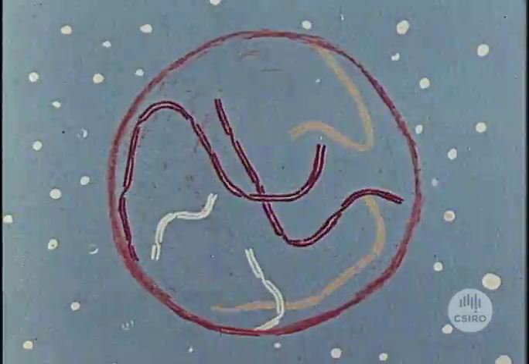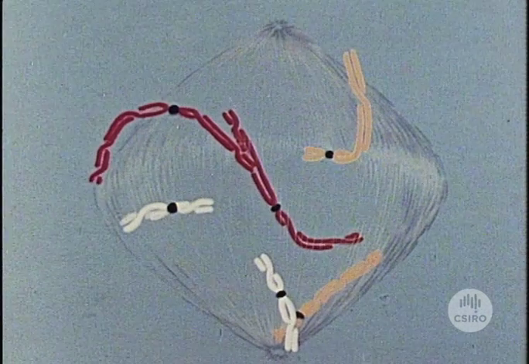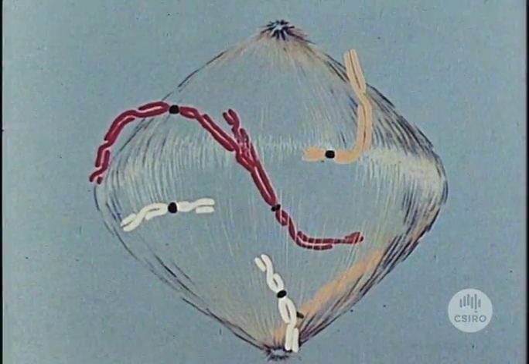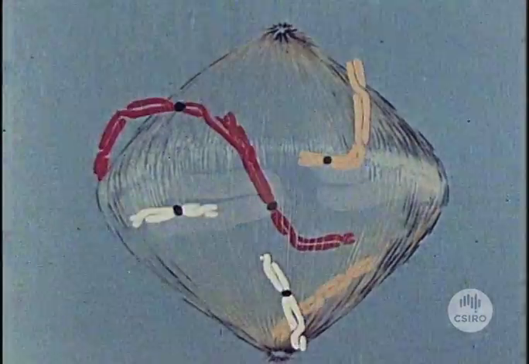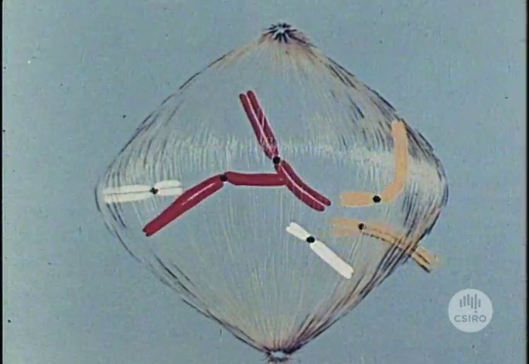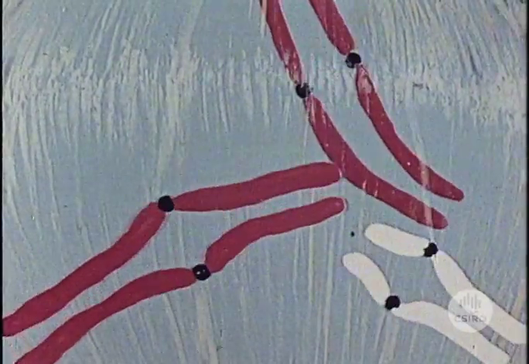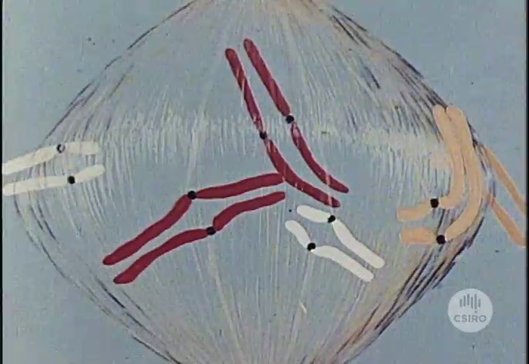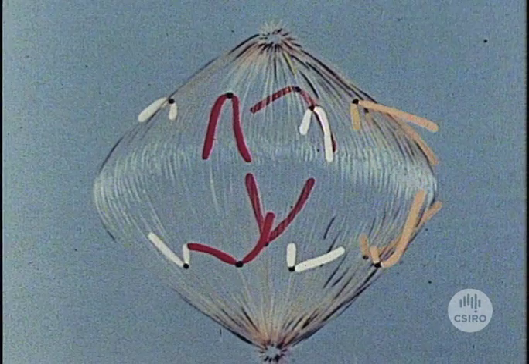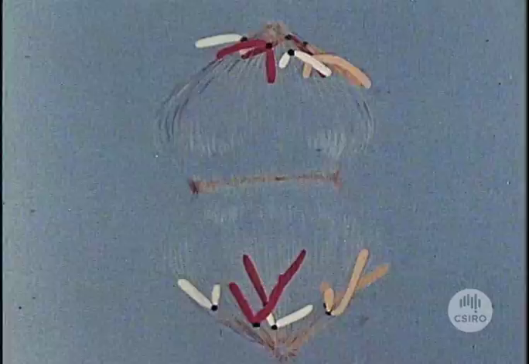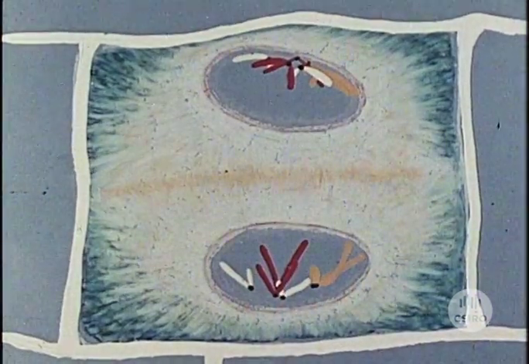First, the chromosomes thicken and contract. The nuclear membrane disappears and a spindle is formed. The chromosomes become attached to the spindle at their centromeres. The chromosomes move to the equator of the spindle and the centromeres divide. After division, each original parent chromosome consists of two identical daughter chromosomes which now move to opposite poles. The spindle disappears and nuclear membranes form around each group of chromosomes.